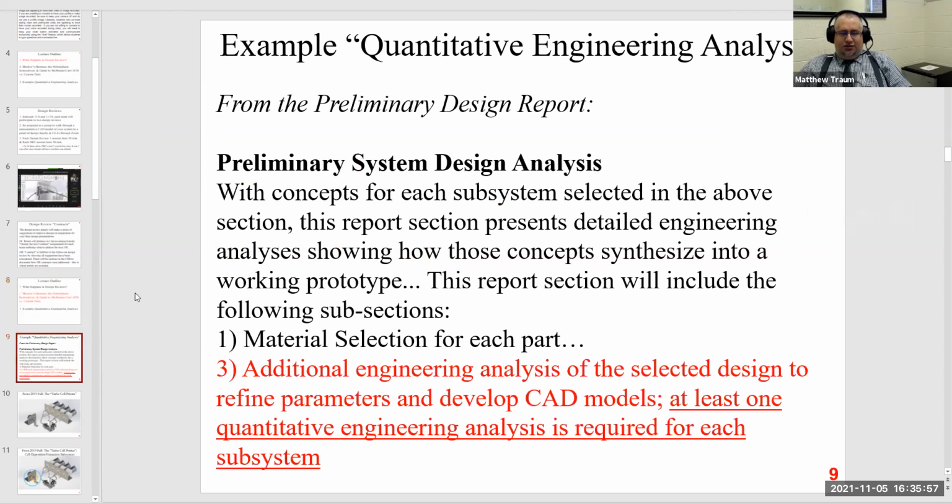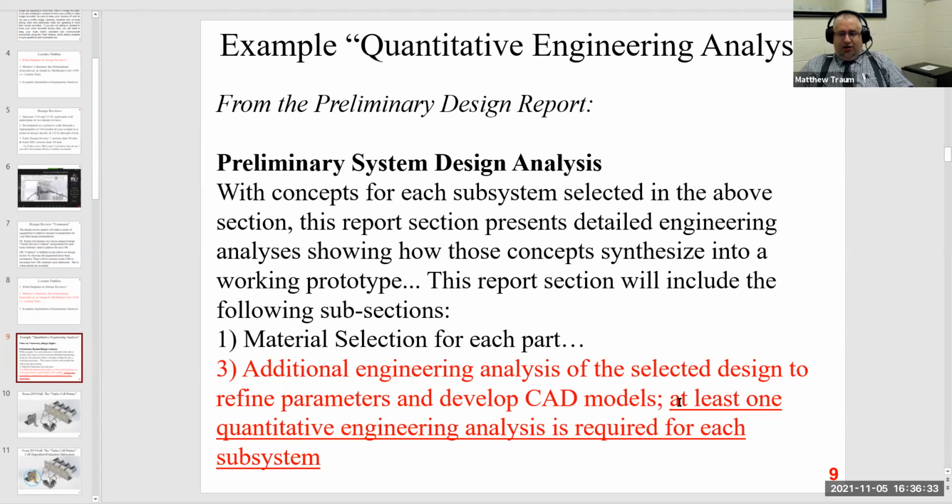And as you guys know by now, having interacted with me for almost a full semester, I don't like to waste time in class with boring lectures that aren't beneficial for you in your projects. And so this section of the lecture kills 2 birds with 1 stone, in that within the preliminary design report, there is a preliminary system design analysis section, and there's a subsection 3, which requests additional engineering analysis of selected design to refine parameters and develop CAD models.